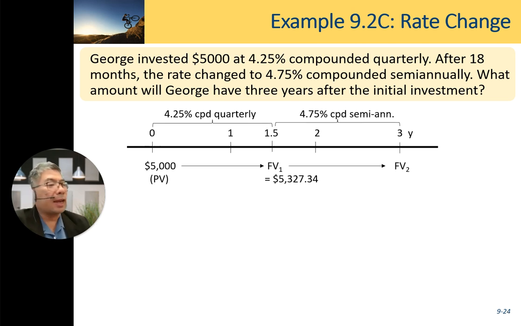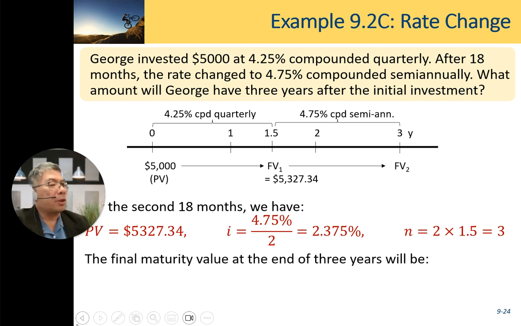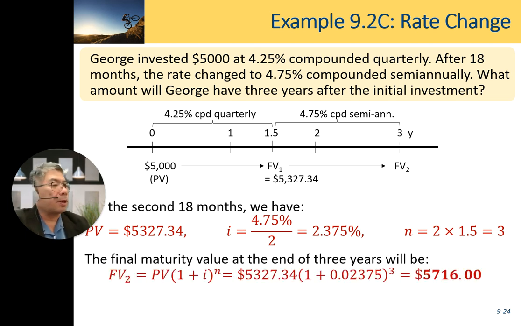Okay, for the second one, you're going to use the same logic here, which is 5327, 4.75 divided by 2, which is 2.375, and n equals 2 times 1.5 equals 3. And then the final result of the 3 years will be this much. Okay, 5327 times open bracket 1 plus 0.02375 close bracket to the power of 3. So you get 5716.